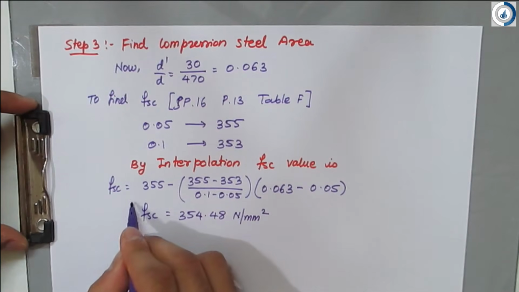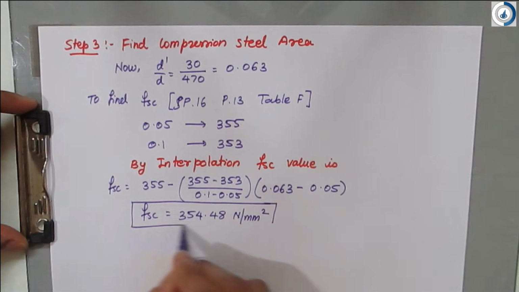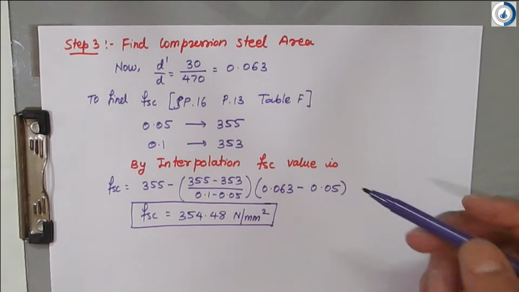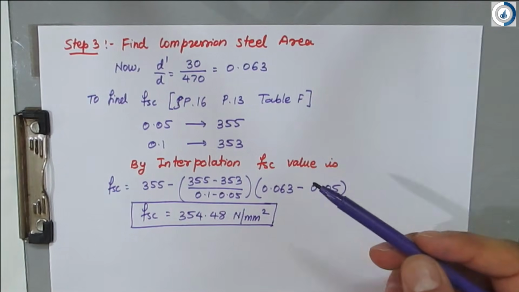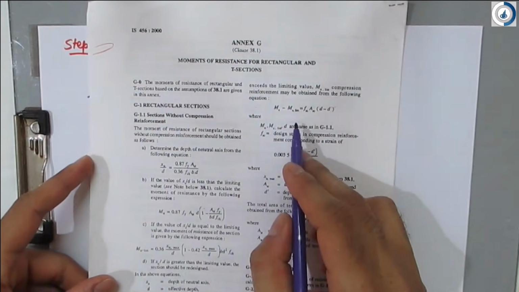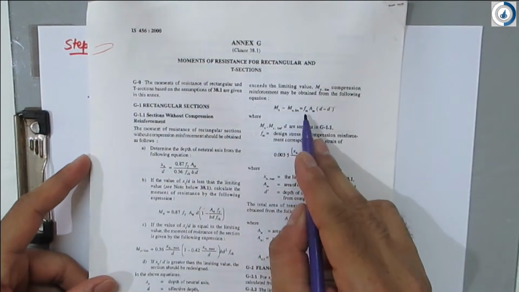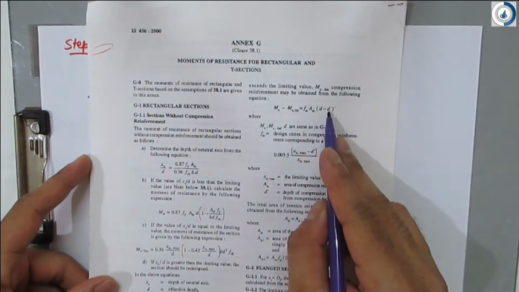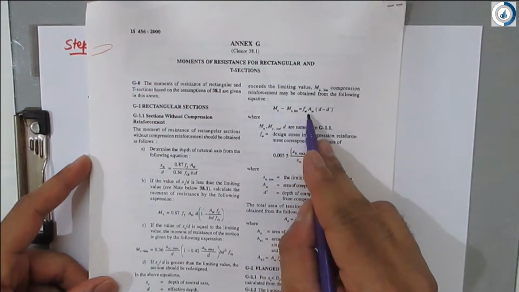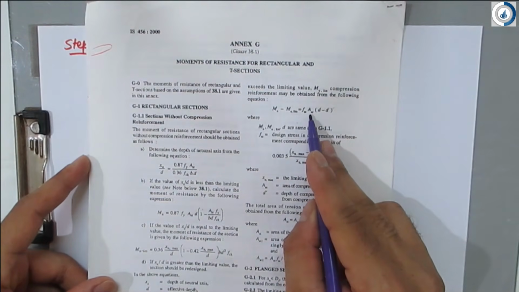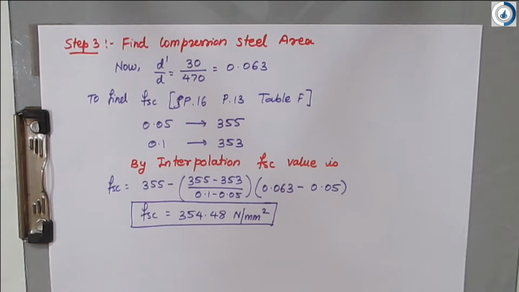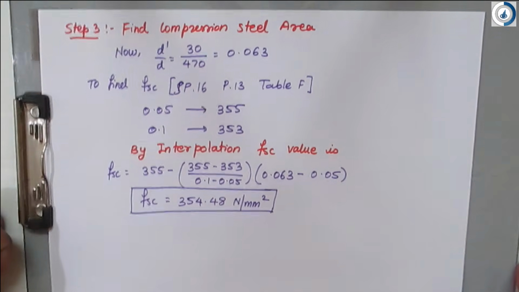This is a very important value in your further calculations, and we have calculated it with the help of SP16 table F. Now you have to go to page number 96 again. From page number 96, Mu minus Mu limit is equal to fsc Asc times d minus d dash. Mu is known, Mu limit is known, fsc we have just calculated, d is known, d dash is known. So only the value Asc is unknown, and that we can calculate.